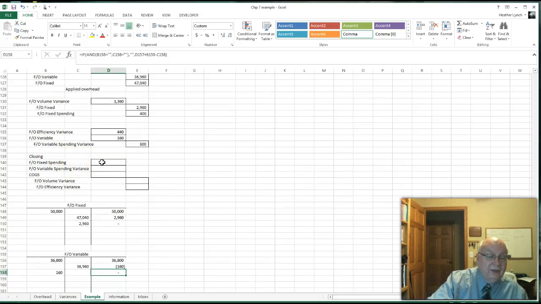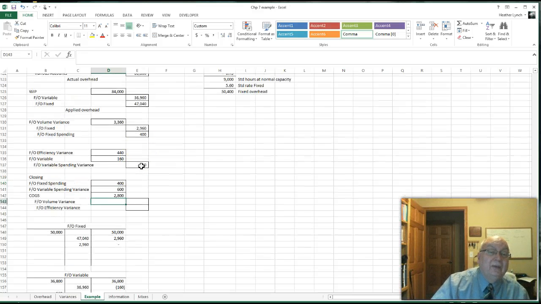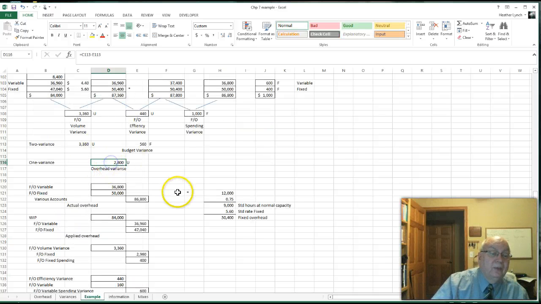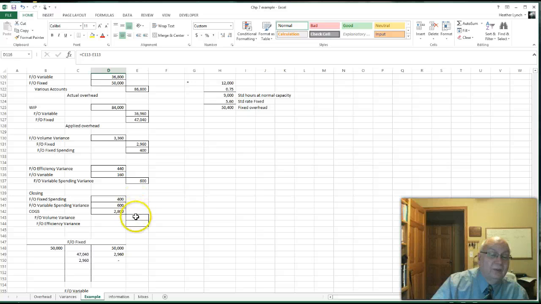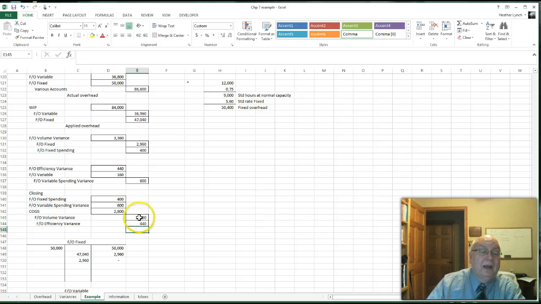This is for the closing entries. So for the closing entries, the fixed overhead spending was a debit of 400 because it was a credit up above. This one is a debit for 600 because it's a credit right there. I can tell you the cost of goods sold is going to be 2,800, and we know that because that one also will equal the one variance method. That will close it unfavorable, so it's a debit to the cost of goods sold. And this one is a credit for 3,360 and 440. Okay. All we're doing here, the debits for the variances are closed out because the factory overhead account's already been closed, and then the variances will be closed into the cost of goods sold. Okay.